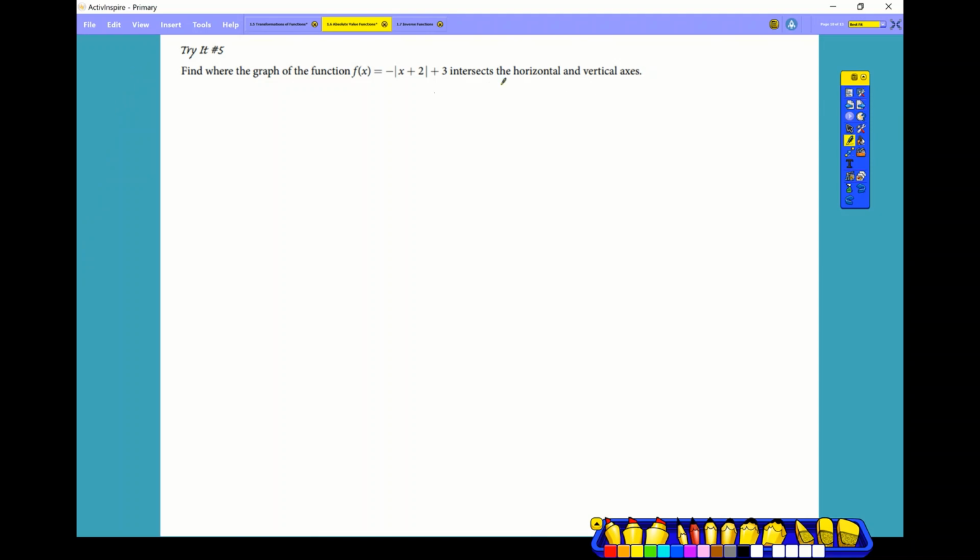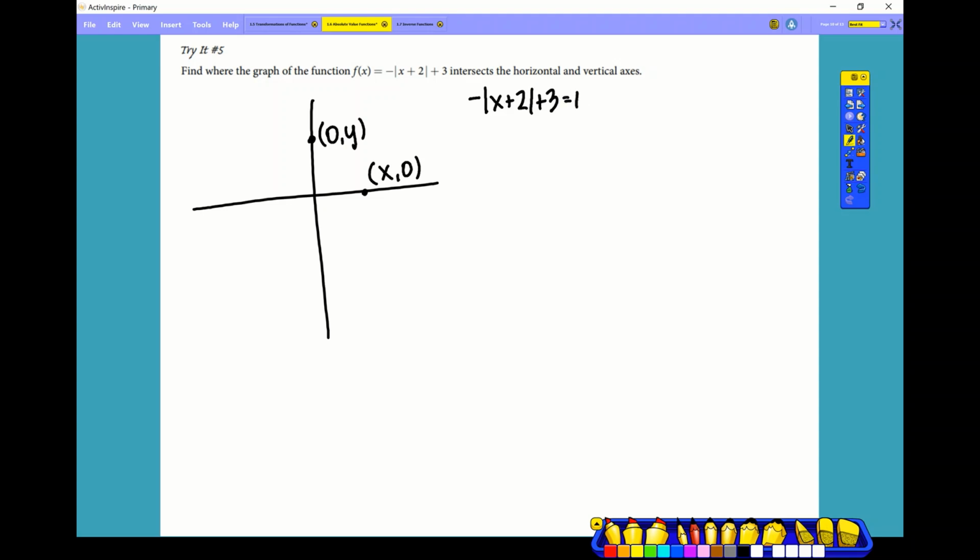So I need to find where this intersects the horizontal and vertical axis. In order to intersect the horizontal axis, I'm going to need my form x, 0. To intersect the vertical, I need 0, y. So that means I need to find out all these values where it's 0. So let's start with y equals 0.